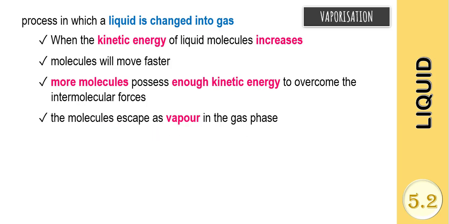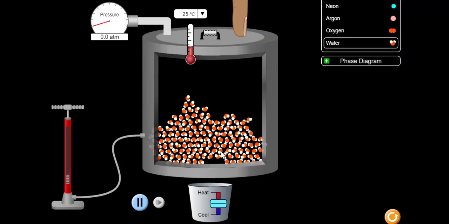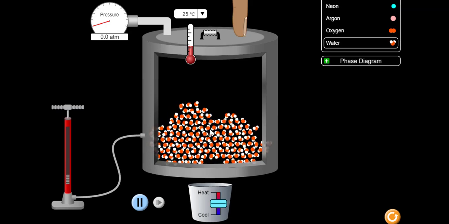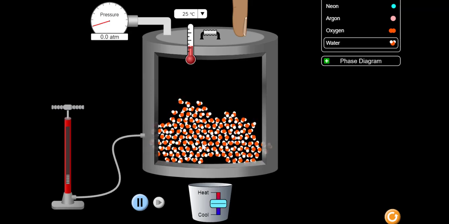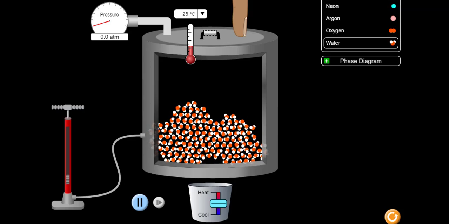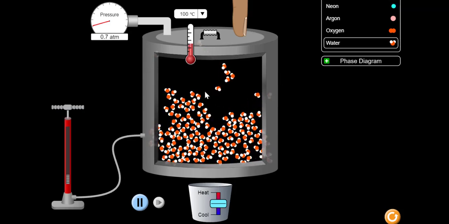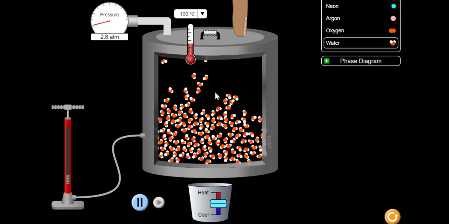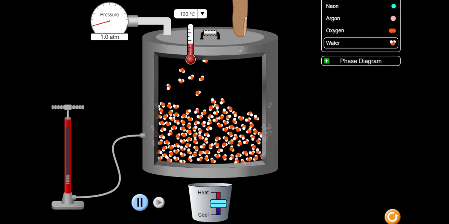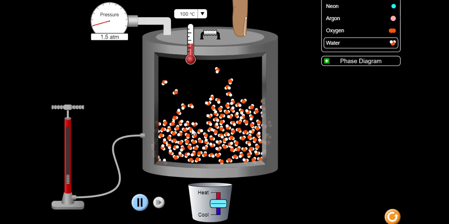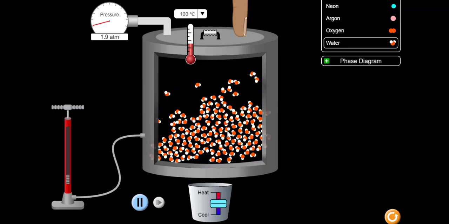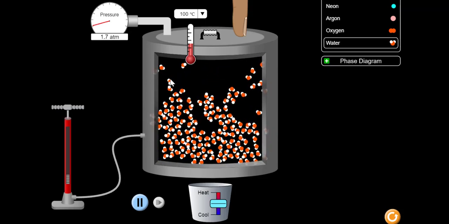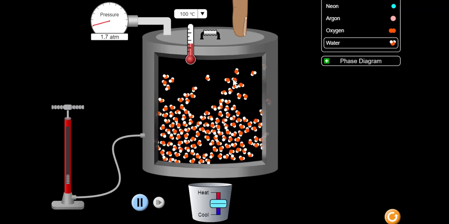the gas phase. These are water molecules in a closed container at room temperature, which is 25 degrees Celsius. At this temperature, the water molecules exist in the liquid phase. At higher temperature, the kinetic energy of the water molecules increases and the molecules will move faster. More molecules will have enough kinetic energy to overcome the intermolecular forces between them, and they will escape as vapor in the gas phase.